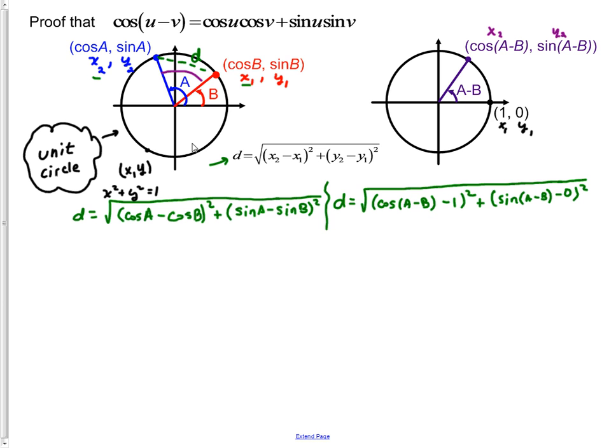Okay, so what about these two? Well, from geometry, it turns out that if we take the angle A minus B and take the distance between those two, and we take the distance between (1, 0) and this point A minus B, those two distances right here, distance 1 and distance 2, must equal each other.